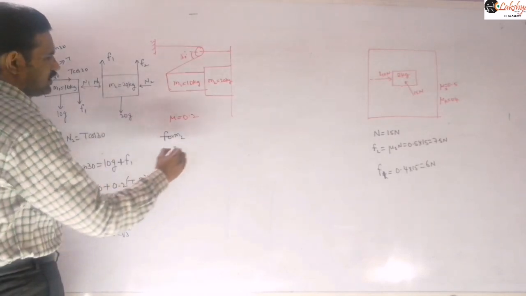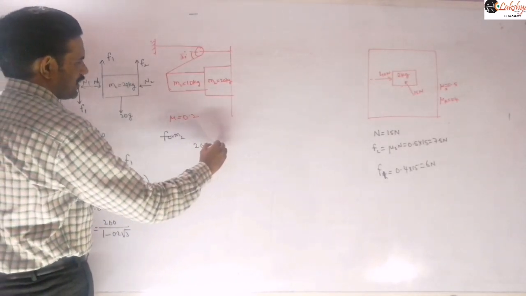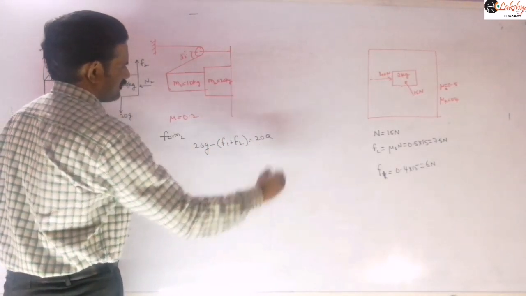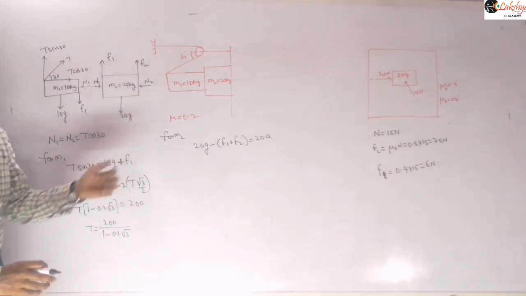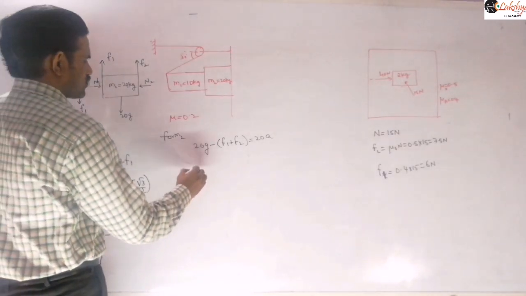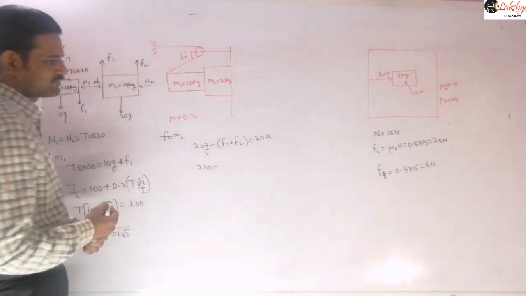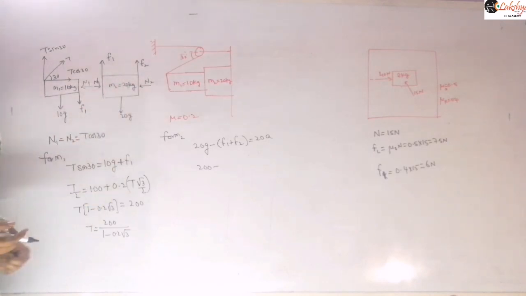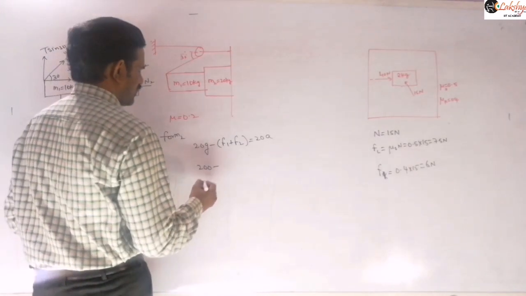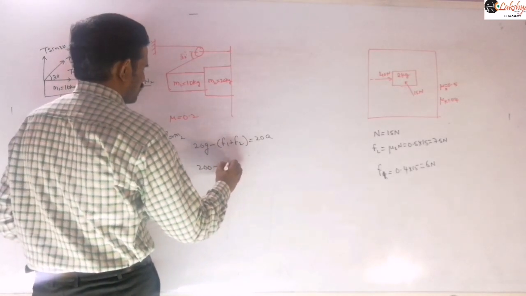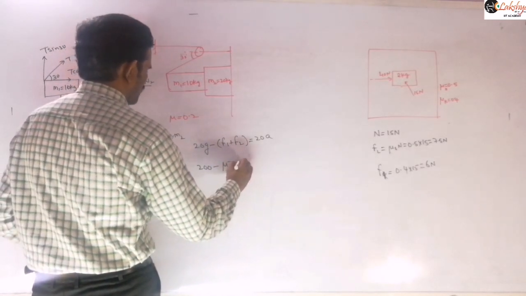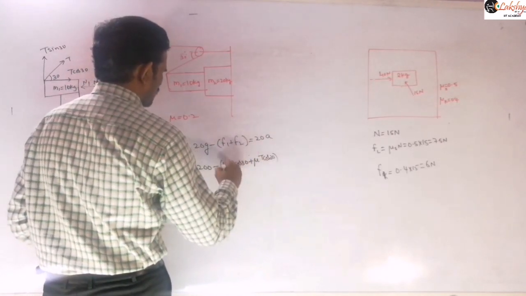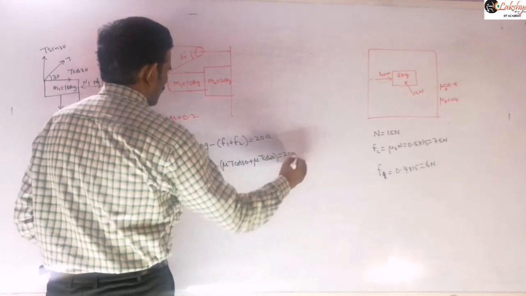for block M2, we can write 20g minus (F1 plus F2) is equal to 20 into A. That means net force is equal to MA, the equation we are writing here. So this is 200 minus F1, F2. Both are the same here because the coefficient of friction is the same and the normal reaction is also the same. So you can write this as mu into T cos 30 plus mu into T cos 30. Both are the same, and this is equal to 20A.